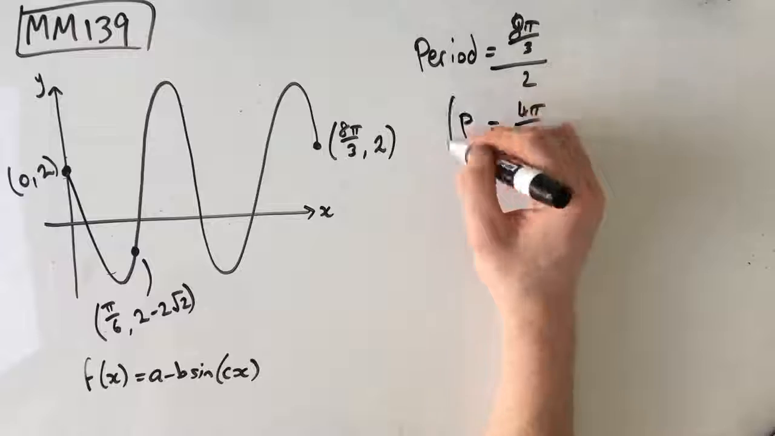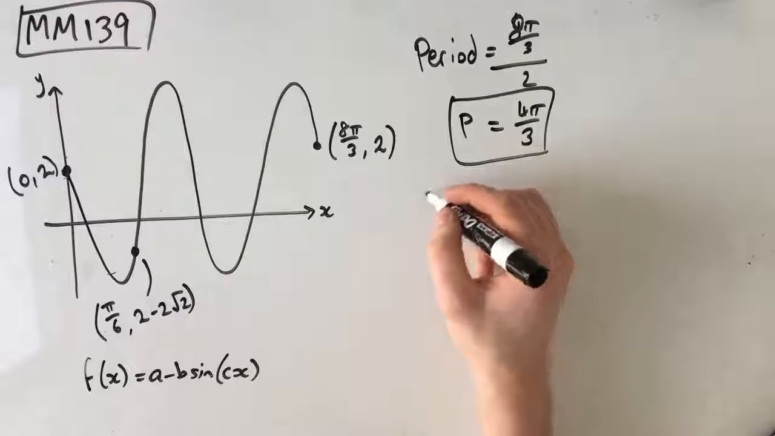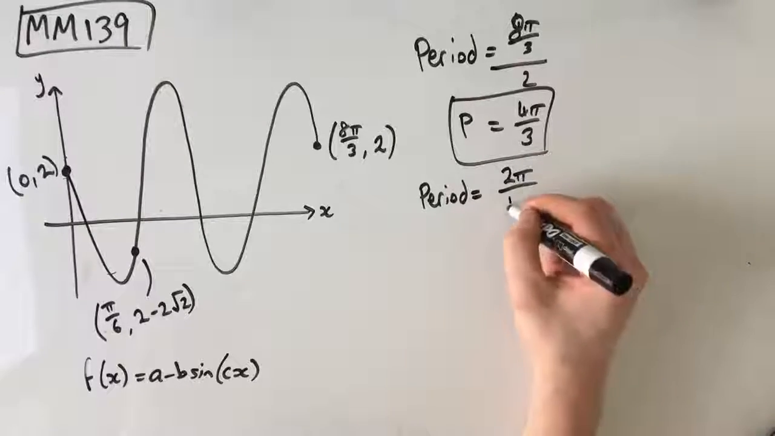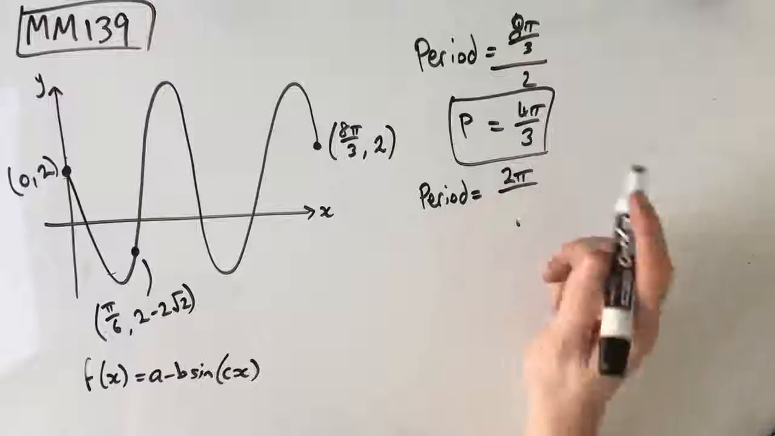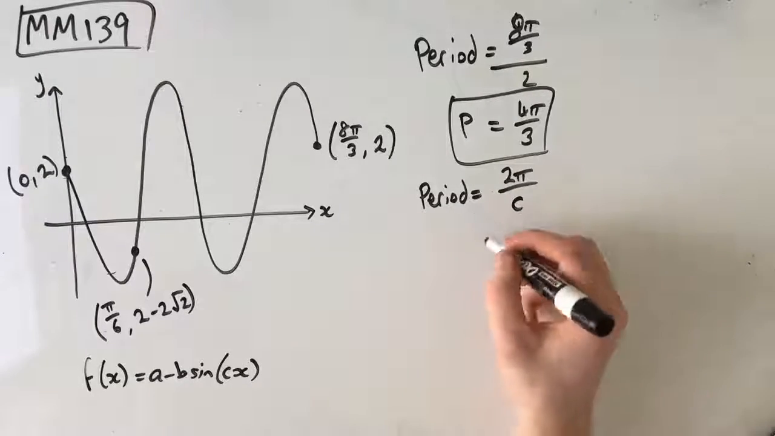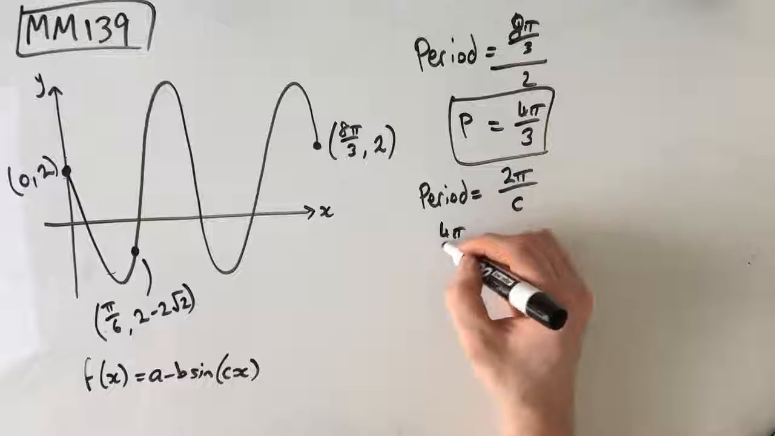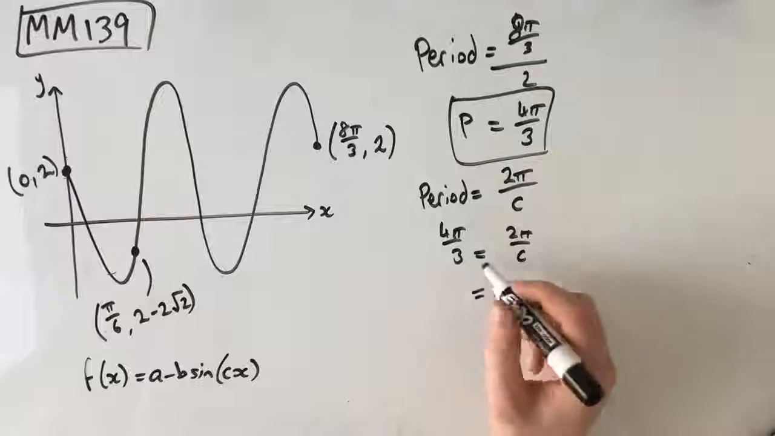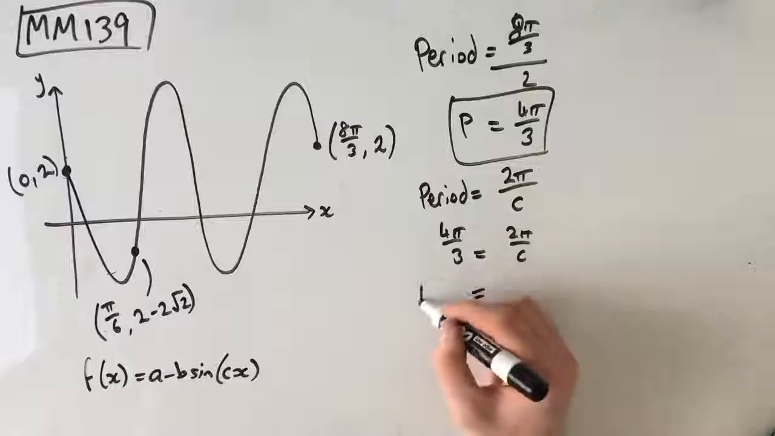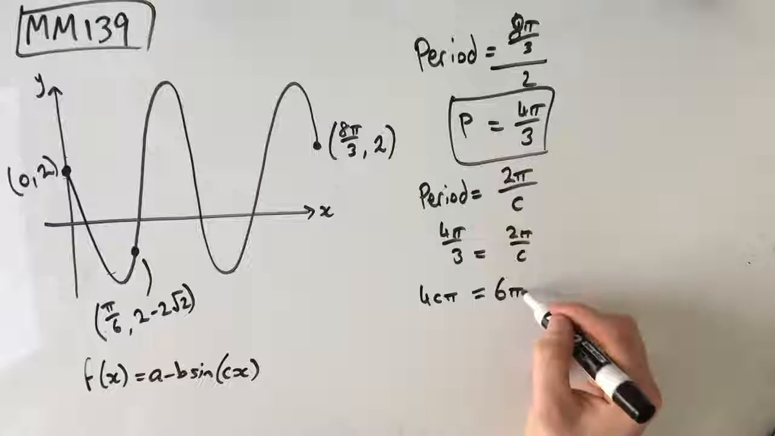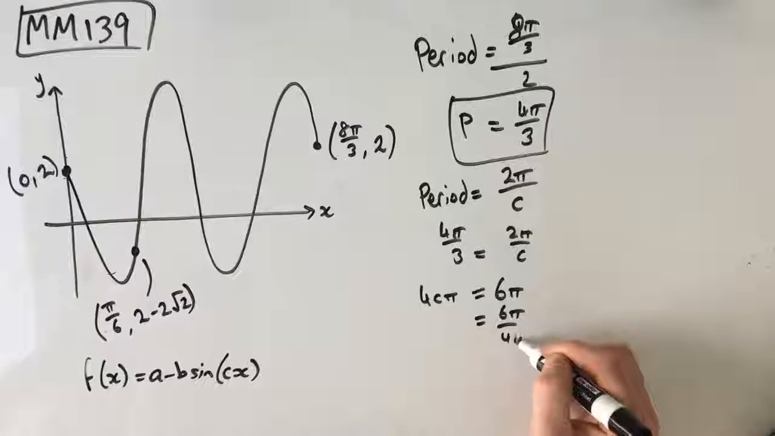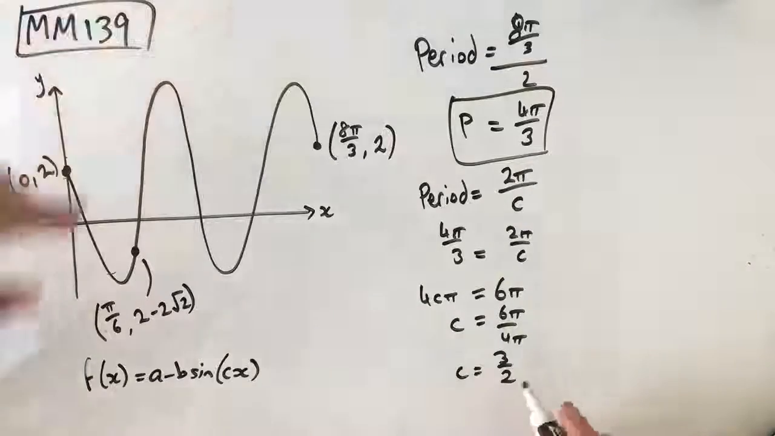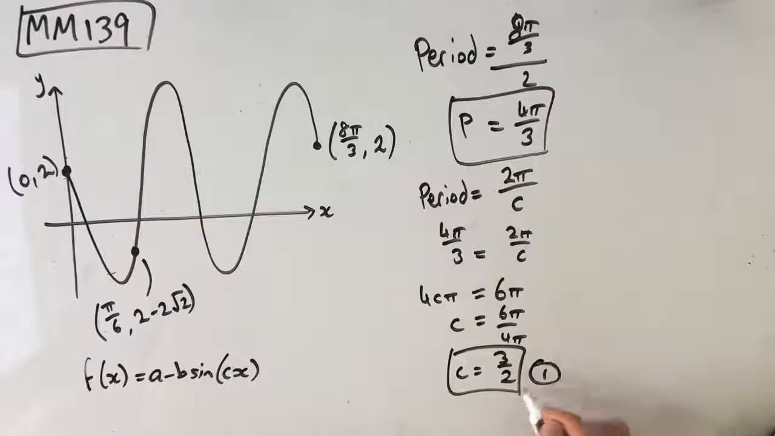Almost jumped the gun there. So our period is 4 pi on 3, which means that according to our sine period equation, our period is equal to 2 pi over b, where in this case our b is actually c, our coefficient of x. If our period is 4 pi on 3, that means that 4 pi on 3 equals 2 pi over c, which means that 4c pi equals 6 pi, so c equals 3 over 2. So that's our first value, c equals 3 over 2. That's our first mark right there.